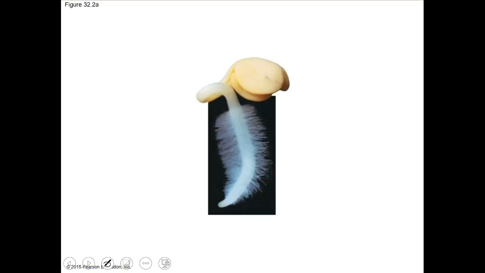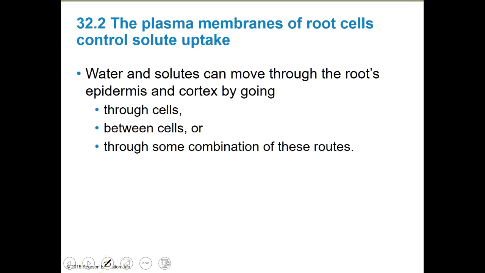Move on. You can see in this picture the root hairs that we have here. They're around the base, but we would just get this area here, and we really increase the surface area by adding these tiny hairs. So a lot more water can be absorbed. Water and solutes can move through the root's epidermis, that very outer layer, and cortex by going through cells, between cells, and a combination of routes.